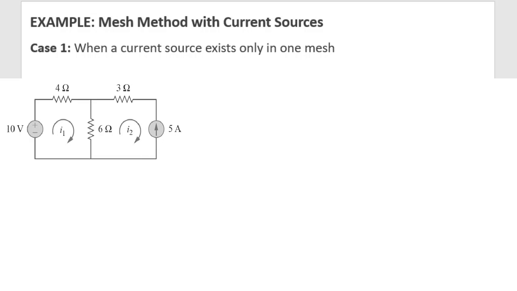So for the next example, we have here this circuit diagram, and we are to solve for the unknown using mesh method. So far, we have solved for circuit diagrams with voltage sources only. But how about for this one? We have here a current source. So how are we going to solve this type of problem where there is a current source but using mesh method?